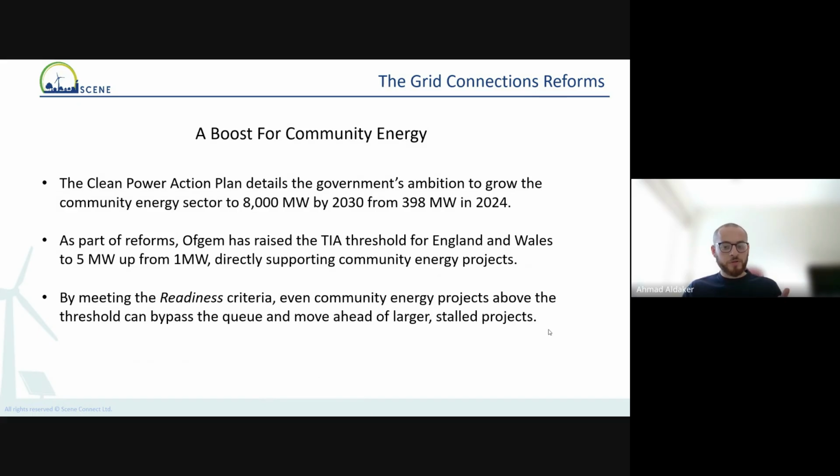However, even community energy projects that must pass through the new connections process can obtain an earlier connection date. So projects that demonstrate readiness, whether you're securing your land rights or progressing your planning application, can secure a connection date. So if you meet these criteria, even local projects can bypass the queue and skip ahead of larger stalled developments.